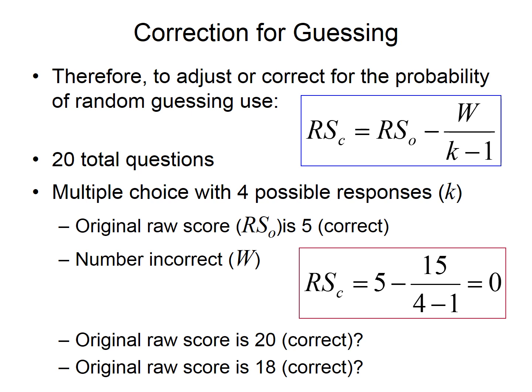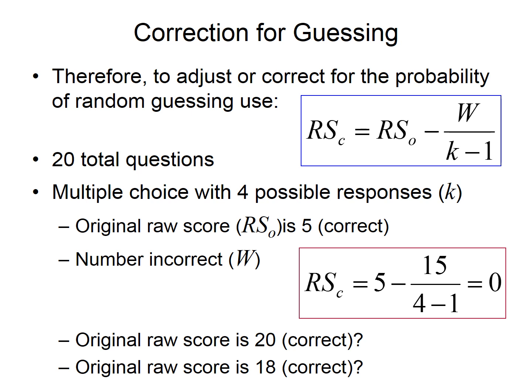So if you're taking a multiple choice test with 4 possible responses, and the raw score was 5, so you got 5 correct, then we run the equation. At this point, we got 15 wrong, so 5 minus 15 divided by 3 equals 0. That means that instead of a score of 5, that person gets a score of 0. Now that sounds pretty harsh, but what that means is they took 20 questions, there's a 25% chance of getting questions right by pure guessing, and they only got that number correct. They got 25% correct.